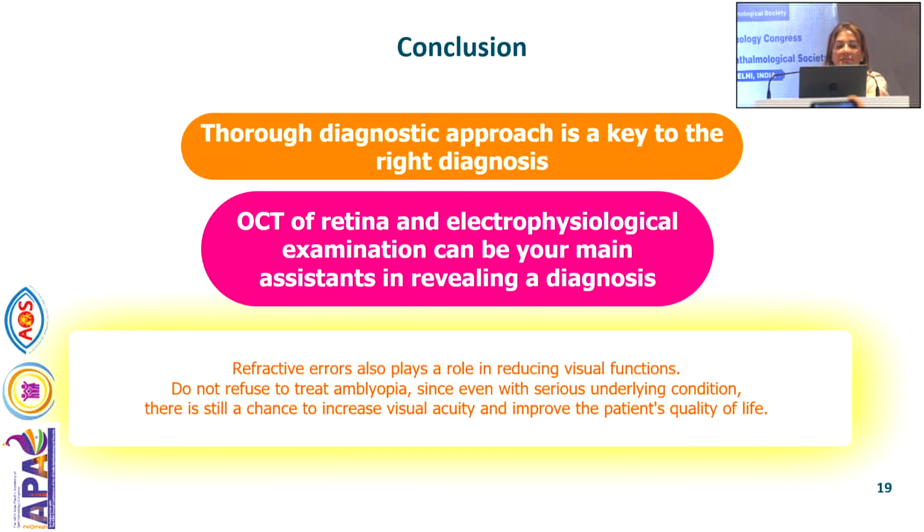Dear colleagues, what we want to say is that even when we see a refractive error, which seems to imply the cause of refractive amblyopia, it's important to conduct a more detailed examination, with the additional methods of examination we mentioned, and the refractive anomaly also plays a role in visual function. We should not refuse to treat amblyopia, since even with a serious underlying condition, there is still a chance to increase visual acuity and improve the patient's quality of life.